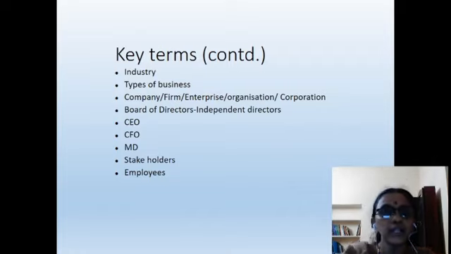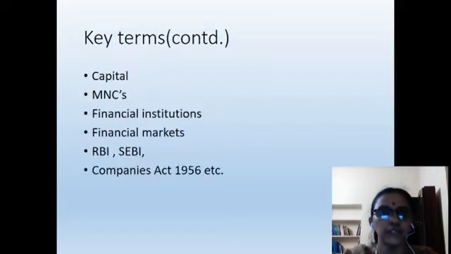Then, based on the type of activities carried out by the company, there can be different types of business, like sole proprietorship, partnership, private business, public limited companies, and public sector enterprises in India, which are known as government-owned businesses. Based on all these key terms, we will have a separate session on key terms.